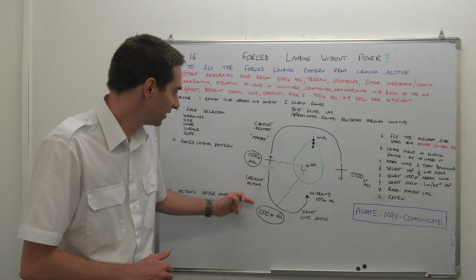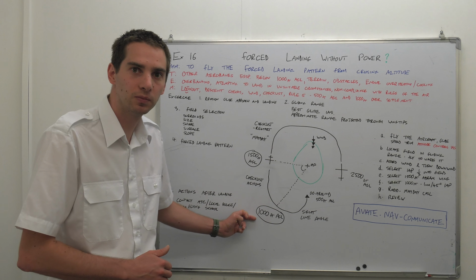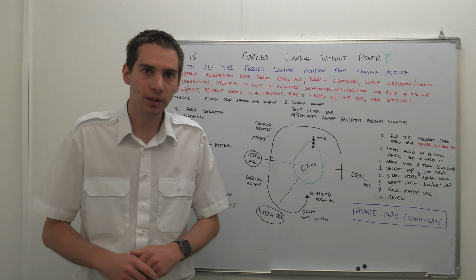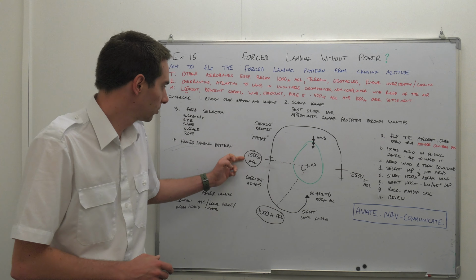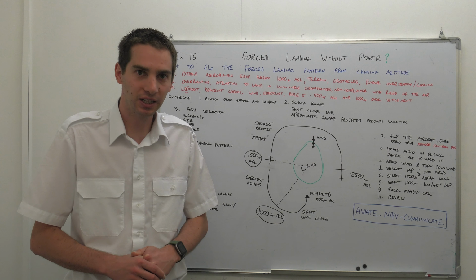You're looking to hit these 2,500 foot points and 1,000 foot AGL points. However, if you find you're getting a bit low and you're not able to make them, we can aim ourselves straight towards our 1,000 foot AGL point.